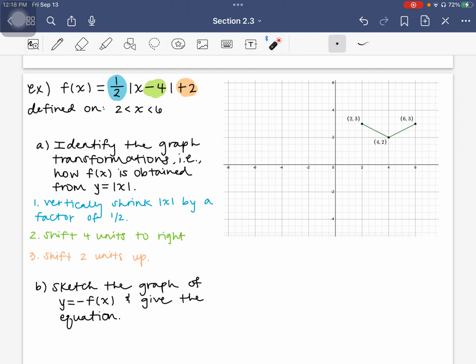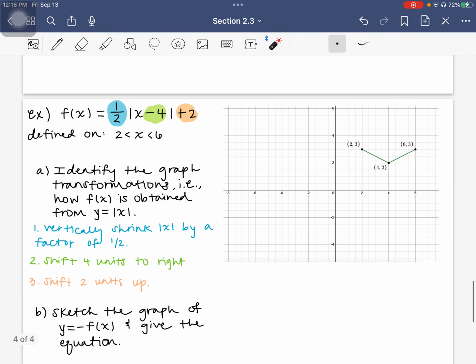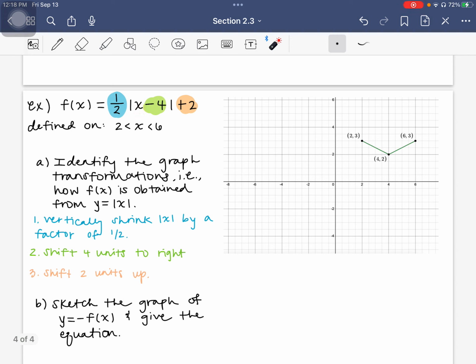And we can check this by looking at our absolute value function. So this guy looks like this here. And if we were to apply these transformations, we would end up with this guy. We can do that just by plugging in values for x, like how we did with the parabolas in the past examples.